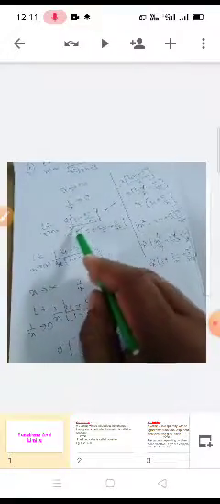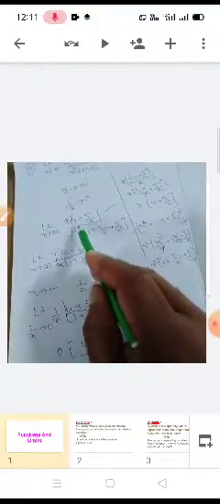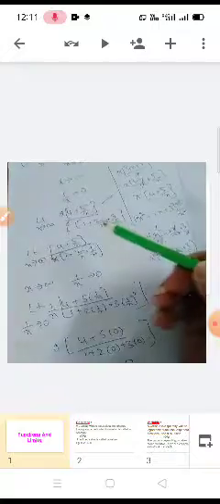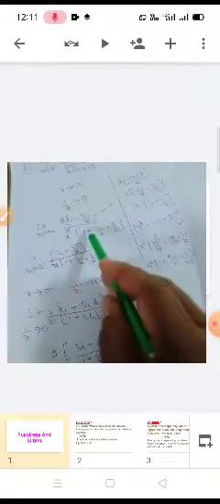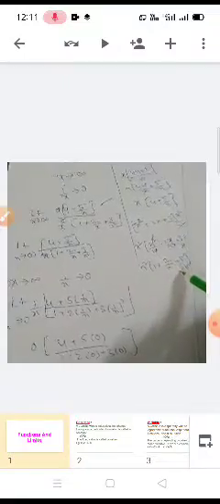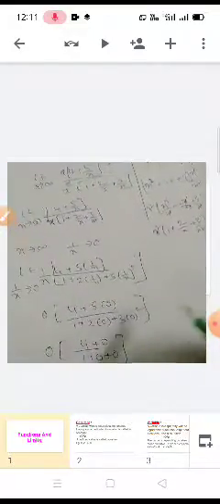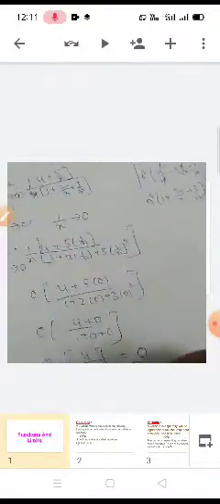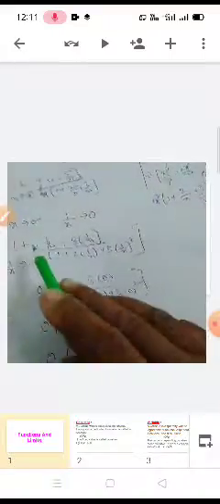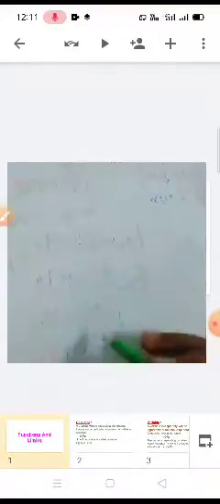Limit x tends to infinity of (4x plus 5) by (x square plus 2x plus 3). We take x common, simplify numerator and denominator, and substitute these values. As x tends to infinity, 1 by x tends to 0, and (1 by x) whole square, 0 square, is also 0. That means at last we get 0 into something, which is 0.